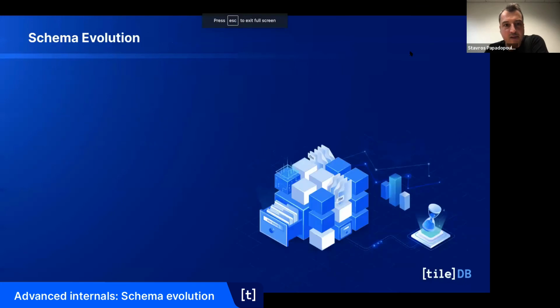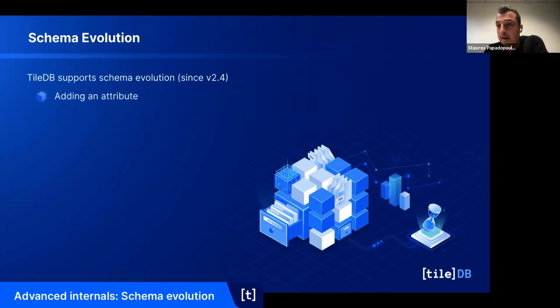And the last super exciting feature that shipped with 2.4, like today, is this schema evolution feature that a lot of people have been asking for. So it's ready, and I'm going to demonstrate it. So this allows us to alter the schema. And for now, we can only add or drop an attribute.